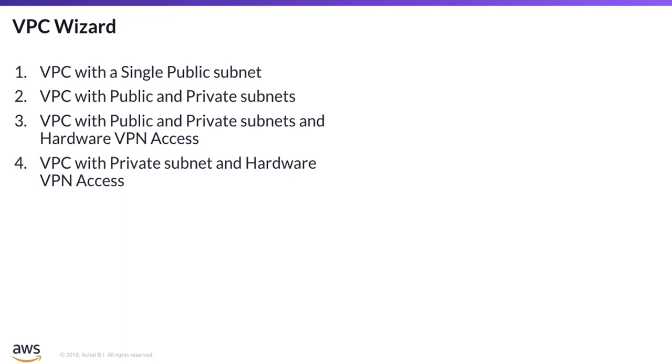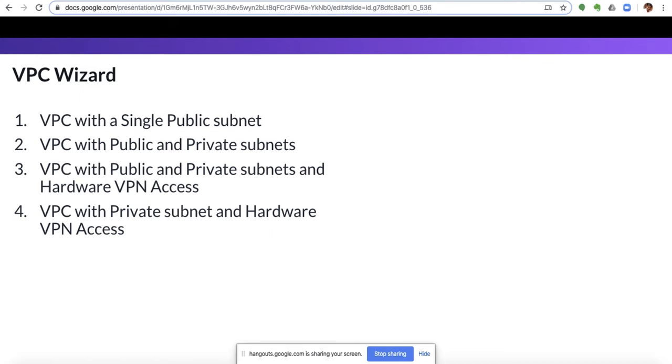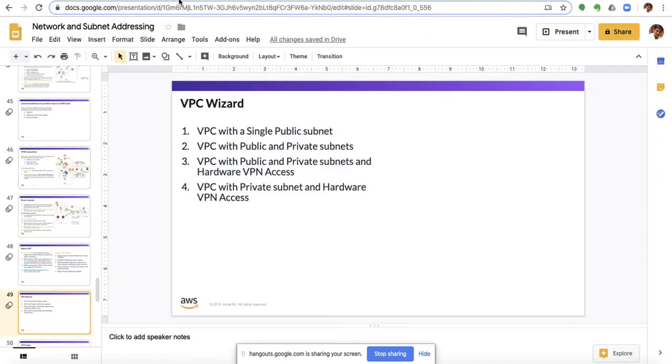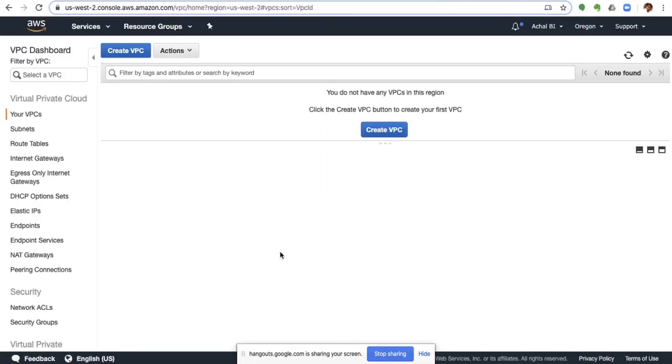So let's check the demo part, how a VPC can be created, and go through more of a hands-on on how the different VPCs work, and how we can create them with the two wizards and all that. Basically, I'll be going through the options. So I'm going to switch to the AWS console.